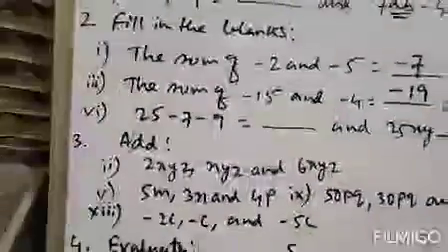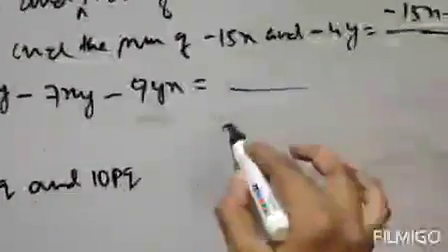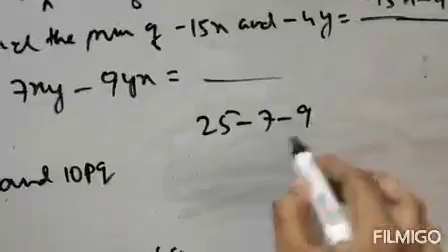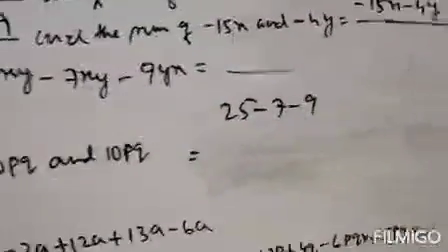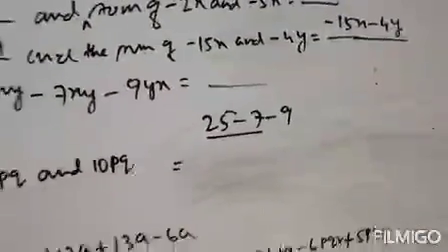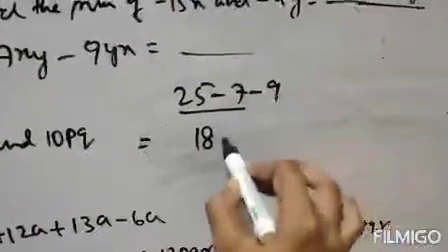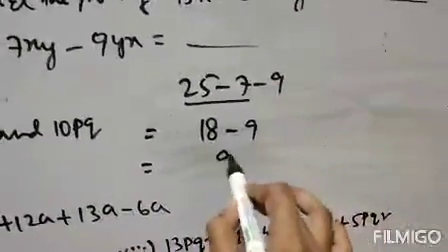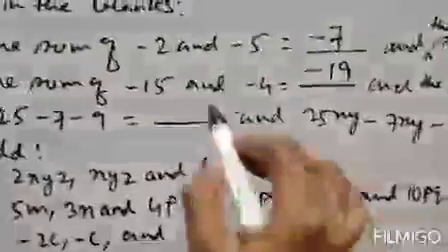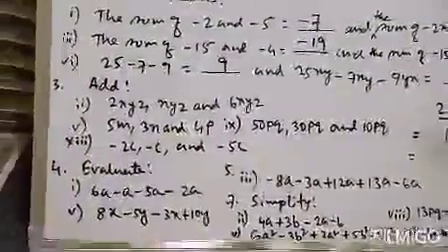Next, 25 minus 7 minus 9. So there are three numbers. So at first take two numbers. Take two numbers first. So 25 minus 7. 25 minus 7 is 18 and this is the third number. So 18 minus 9 is 9. That means it is 9. Clear?